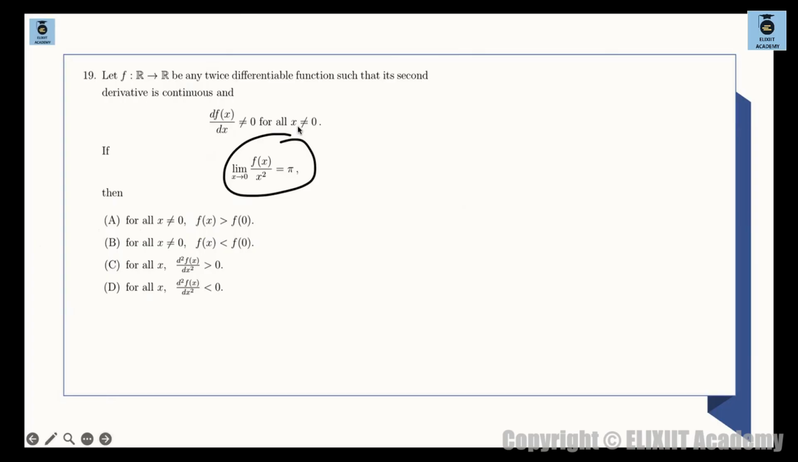So all these options are dependent on f(x), which clearly states that we need to find out f(x). So likewise I have said, do write down whatever you clearly see from here, right? Like f is a twice differentiable function, then the second derivative is continuous. So all these are the information they have given. Then df(x)/dx is non-zero.